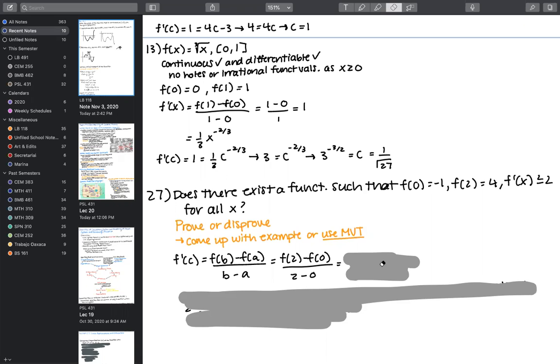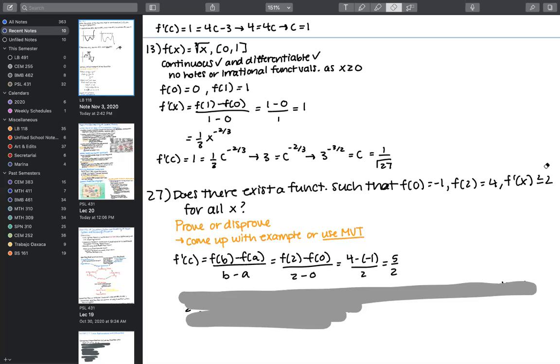And then the answer would be yes, there exists a function. It doesn't have to be true for all functions. But if this f prime of c value is greater than or equal to 2, then we have answered the question affirmatively because we've come up with one example that satisfies these criteria. But when we plug in, we get an answer that is 5 halves, which is less. Yeah, no, 2.5, which is greater.